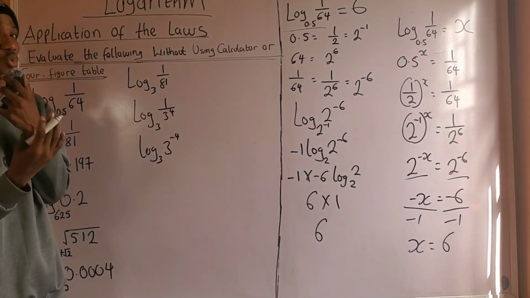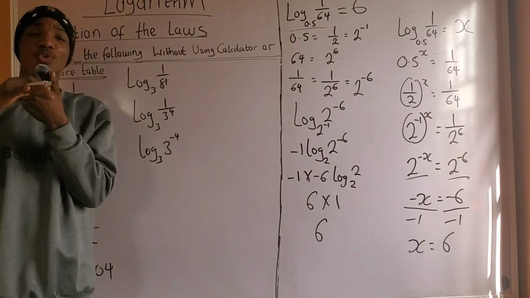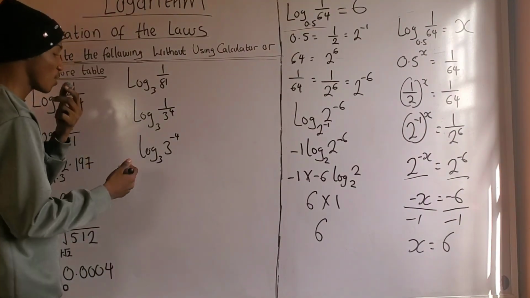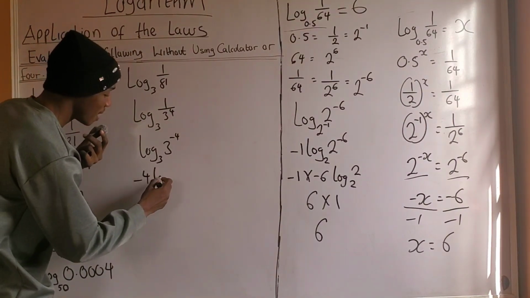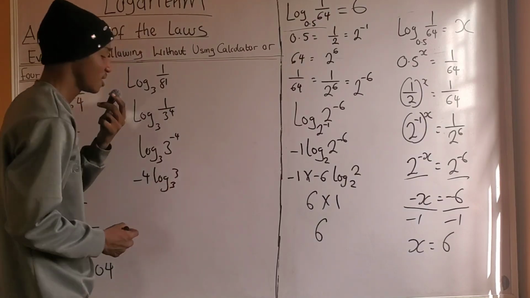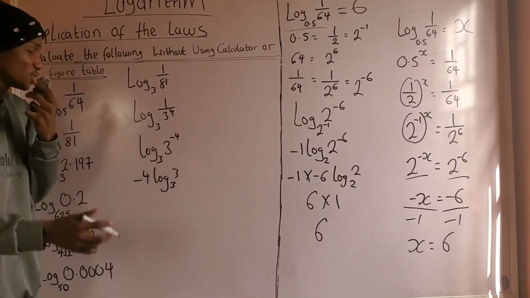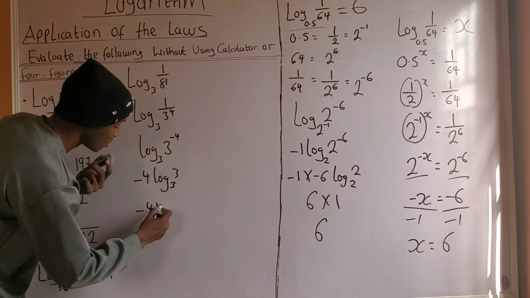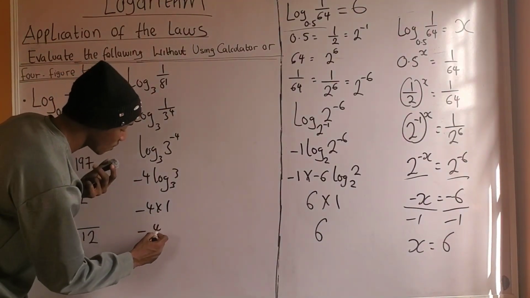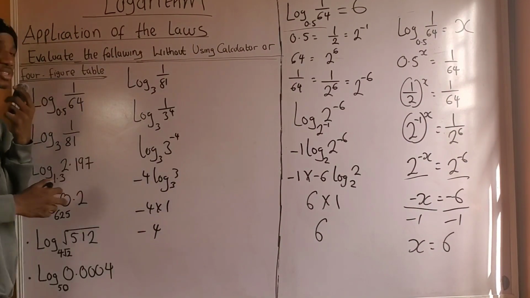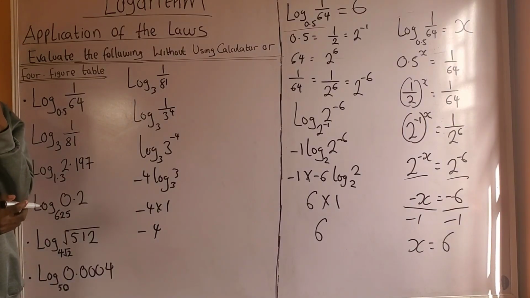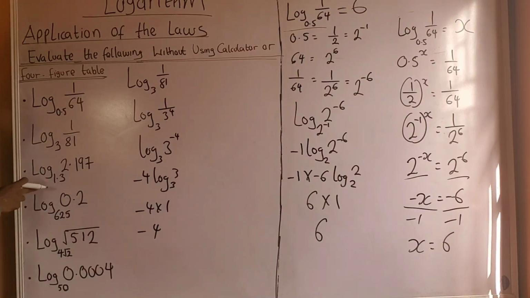Now, according to this rule, the log of a power is the product of the power and the log. So I'm going to have minus 4 multiplied by log 3 base 3. The logarithm of a number to the same base is 1. So I'm going to have minus 4 times 1, which is minus 4. So the answer to the second question is minus 4. Are you getting it? Okay, let's move to the third question.